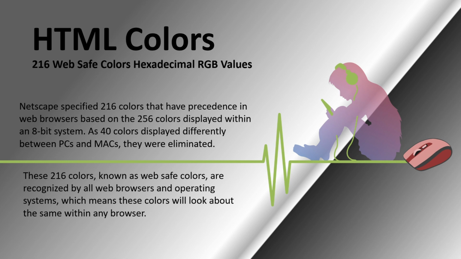HTML colors: 216 web safe colors, hexadecimal RGB values. Netscape specified 216 colors that have precedence in web browsers, based on the 256 color spread within any 8-bit system, as 40 colors spread differently between PCs and Macs. They were eliminated. There are 216 colors known as the web safe color array system, which means these colors will look about the same in any browser.